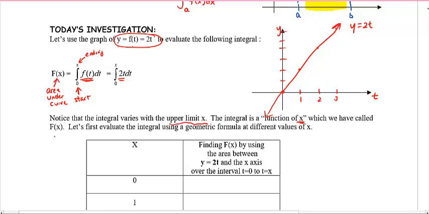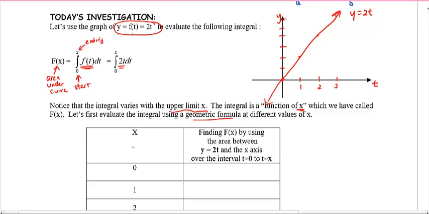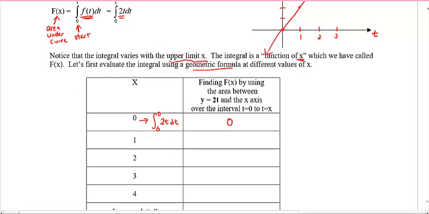Now, let's visualize this. Remember, this is the area under the curve, so let's visualize this using geometric formulas. So here I go. If I said x is 0, meaning this ending value is 0, so I want you to really say this. This represents the integral from 0 to 0 of the function 2t dt. So if I went from 0 to 0, starting at 0, ending at 0, what is the area from 0 to 0? Please say 0. Yes. Okay, now let's do the next one.